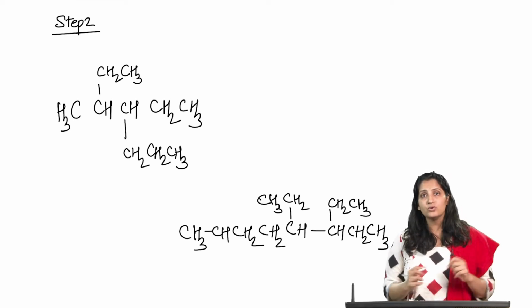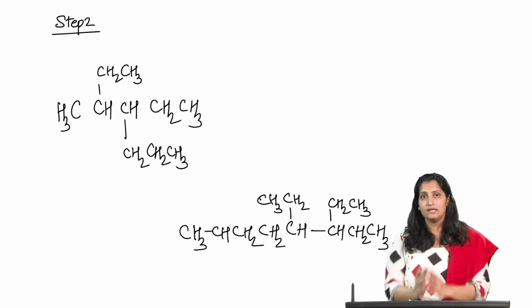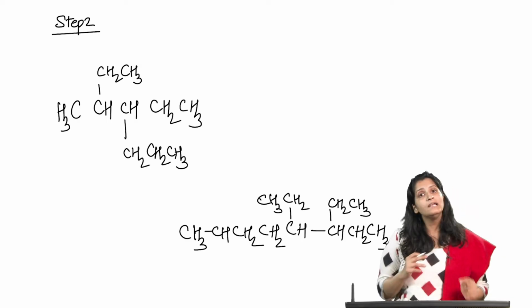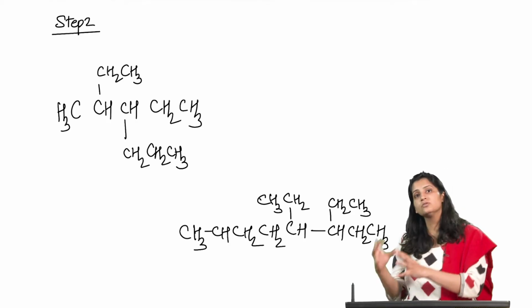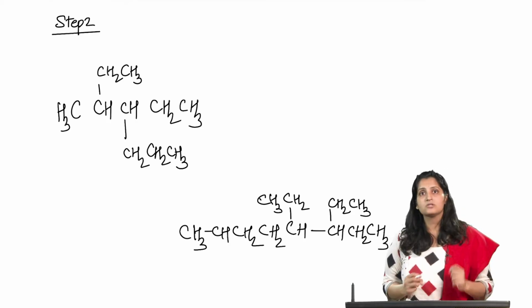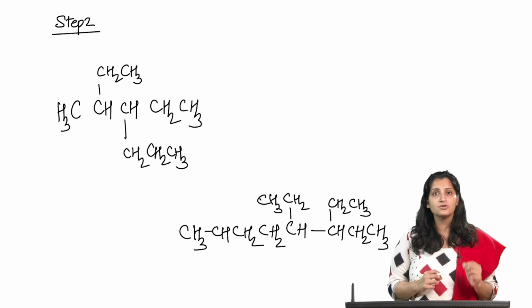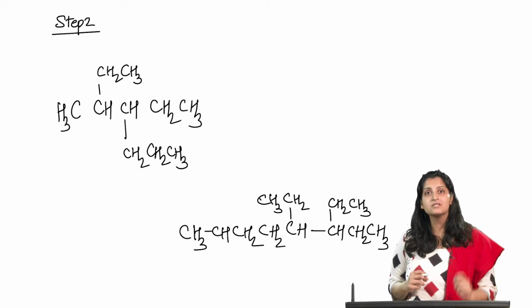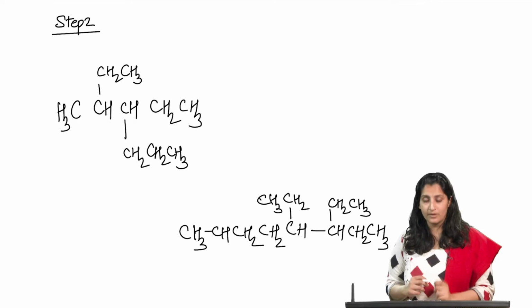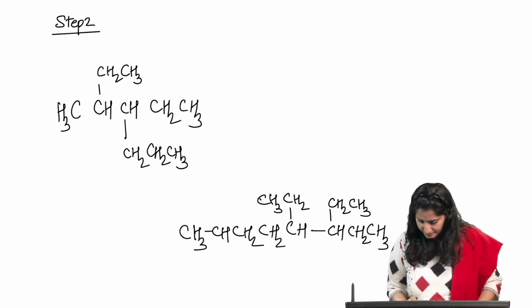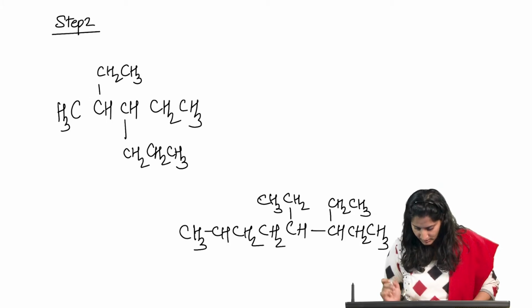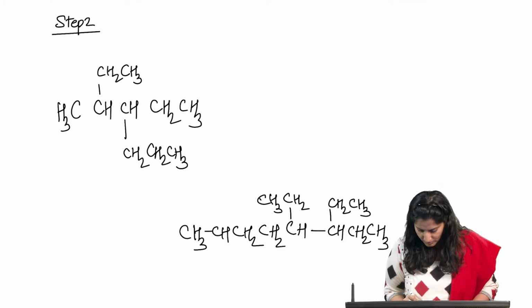Now, what we are going to do is first figure out the parent chain and then number it, but while numbering, remember that you want to begin at the end closer to the first branch point. Also, remember that the substituent should have the least possible number assigned to it. Okay. So, in this case I have a heptane as my main chain, right. So, let us start numbering.